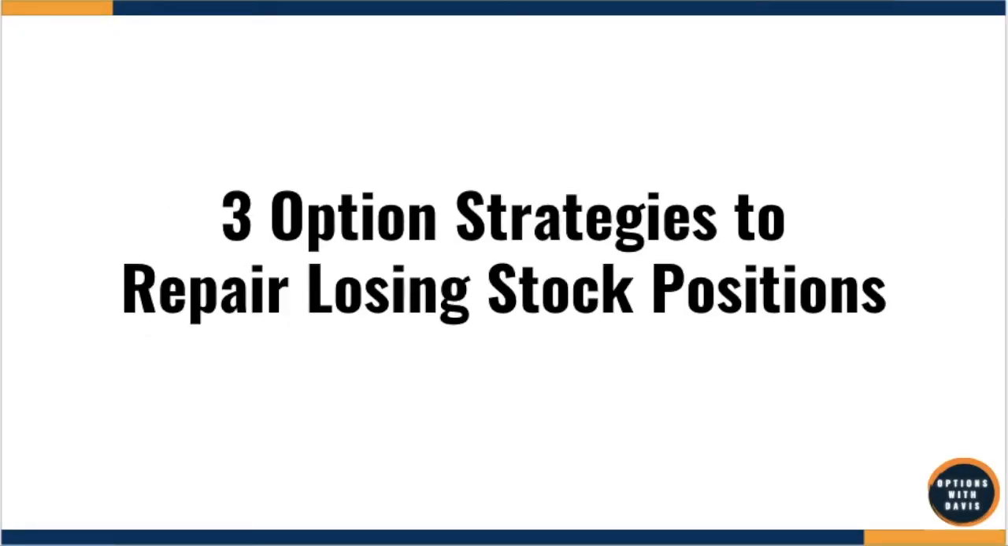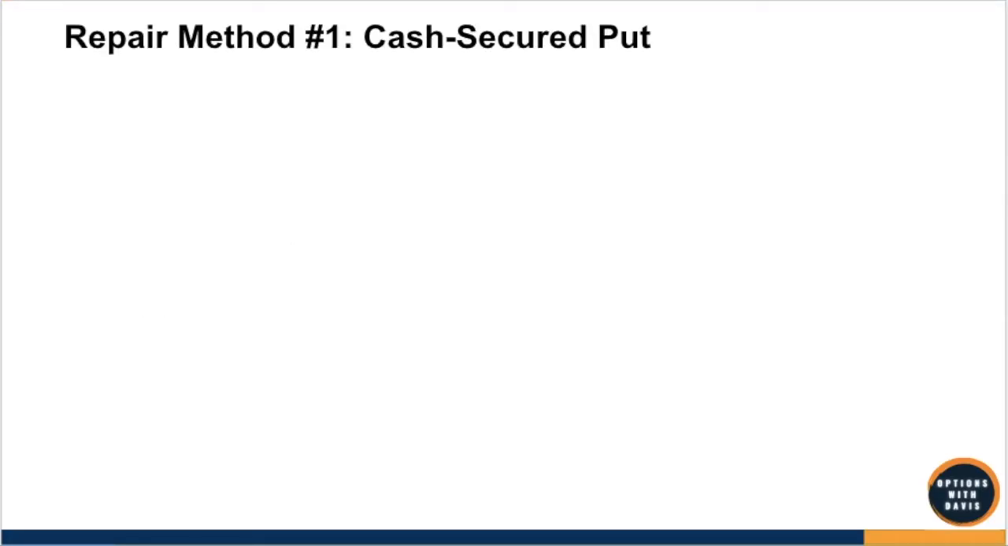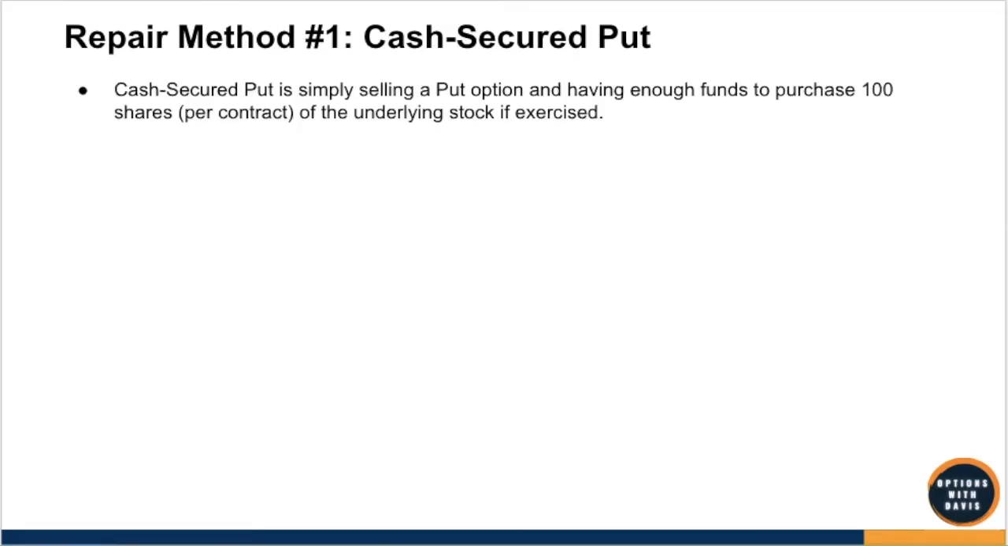All right, so there are 3 option strategies that I'm going to share with you that you can use to repair losing stock positions. Now, the first method is the cash secured put. The cash secured put is simply selling a put option and having enough funds to purchase the 100 shares per contract of the underlying stock if exercised.